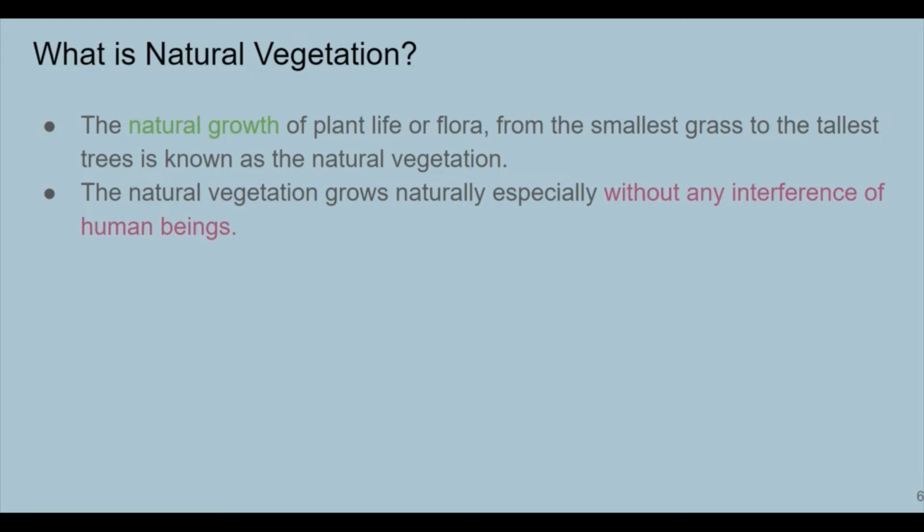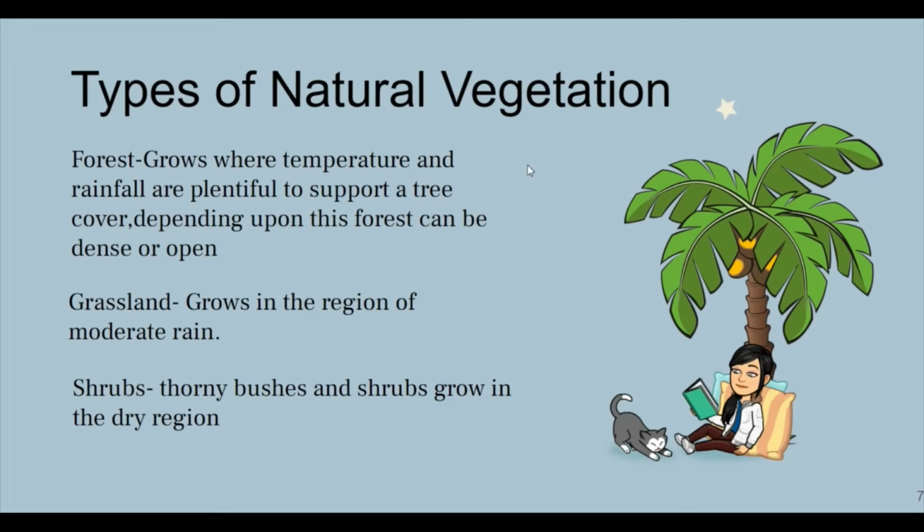Natural vegetation is the natural growth of plant life or flora, from the smallest grass to the tallest tree. The second point is that natural vegetation grows naturally, especially without any interference of human beings. So here are 2 points which define what natural vegetation actually is. Let's move ahead. Now let's see what the types of natural vegetation are.